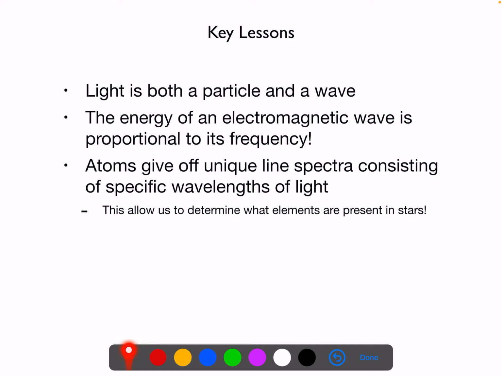Okay, so by the end of this lecture, what I hope you have understood is light is both a particle and a wave. The energy of an electromagnetic wave is proportional to the frequency of light. And atoms will give off a unique line spectra consisting of specific wavelengths of light. And this allows us to determine what elements are present. What we're going to do next is start to apply these lessons of light to the atom and to the electron as we continue to build our model of the atom. Thank you.